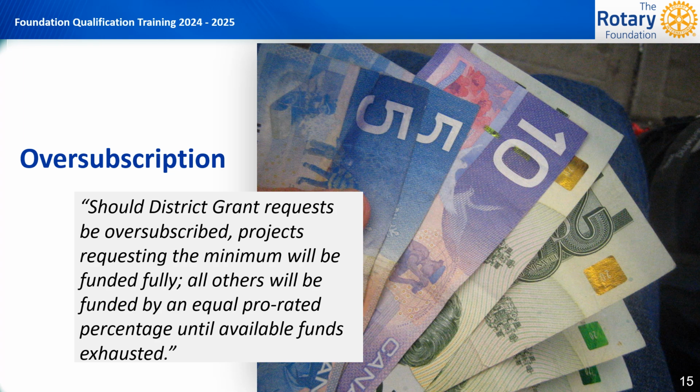If it happens that we receive too many applications but have insufficient funds to match dollar for dollar, in other words, district grant requests are oversubscribed, projects requesting the minimum grant of $2,000 Canadian will be fully funded. All others will be funded by an equal prorated percentage until the available funds are exhausted. This has only happened once since 2013, and the prorated percentage at that time was 88%.